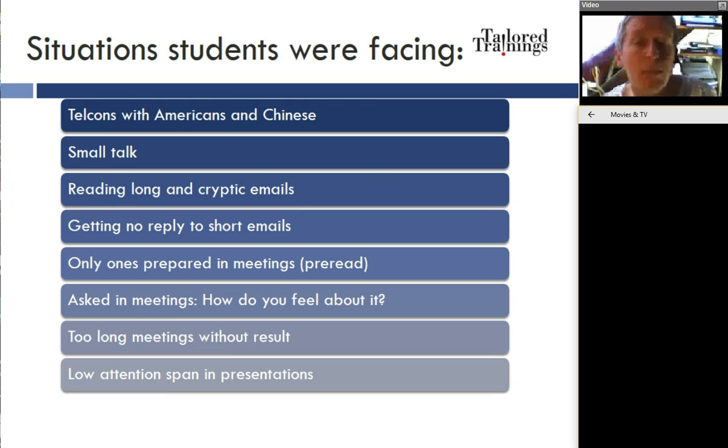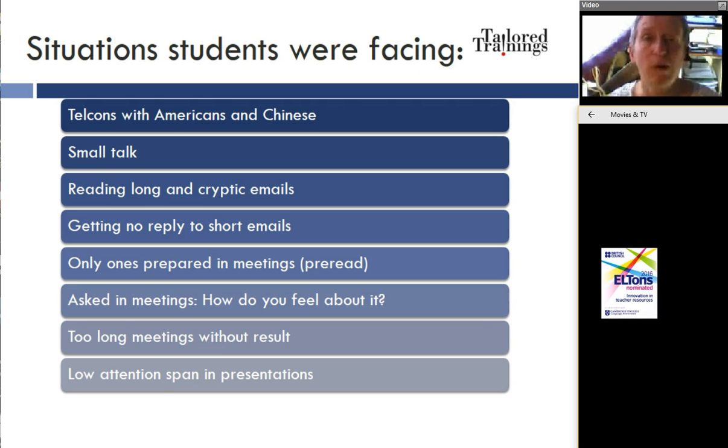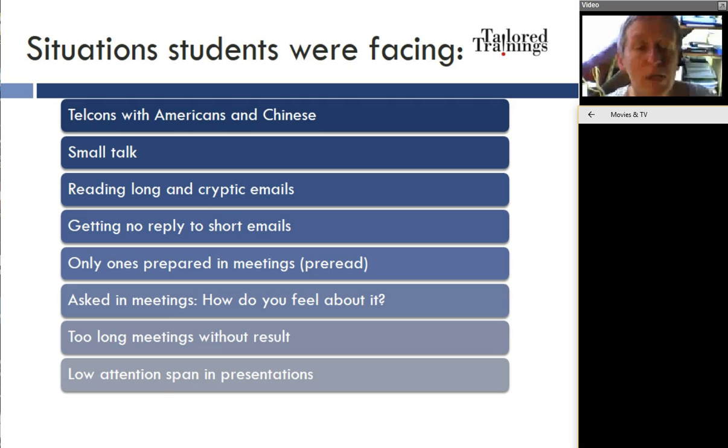So, for example, what my students are facing, and maybe this echoes with some of you as well, is of course we have teleconferences. So my students here in Germany have teleconferences with their American and Chinese counterparts. They have to make small talk, which is something that really scares them, especially when they're engineers and accountants. And they have to read these long and cryptic emails that they get from native speakers, and they don't understand a word. They get no reply to their own very short and concise emails. Then very often they're invited to a meeting or conference call, and they read all these 60 PowerPoint slides in advance, but they are the only ones who do that.